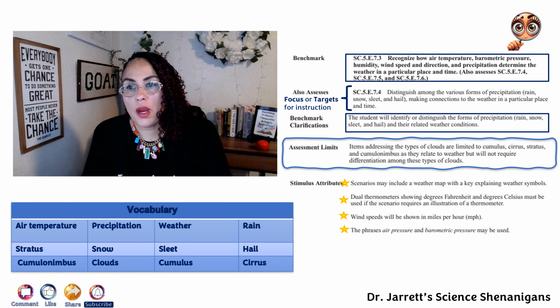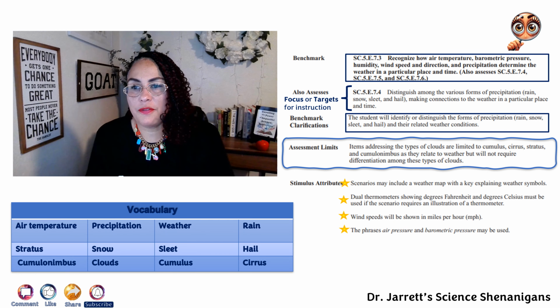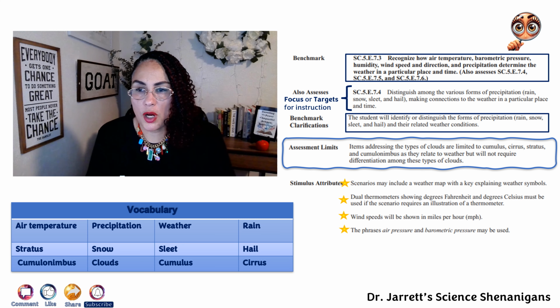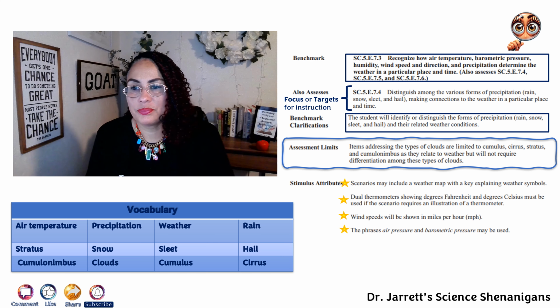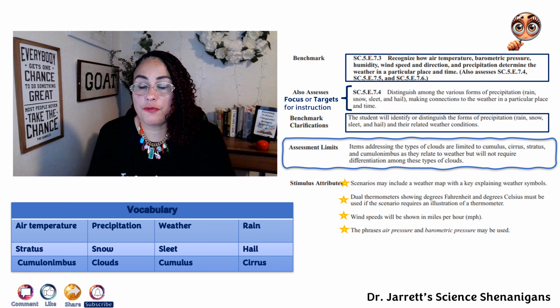We are going to continue SC.5.E.7.3 at this time. And the specific word in that benchmark is precipitation. SC.5.E.7.4 is distinguish among the various forms of precipitation: rain, snow, sleet, and hail.